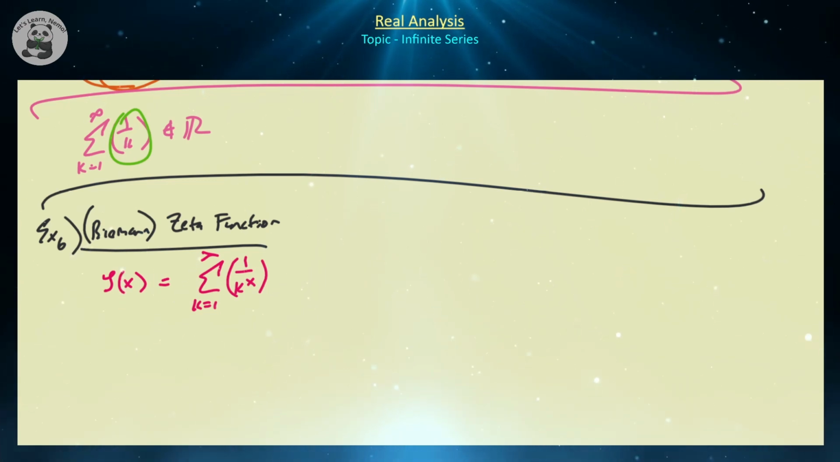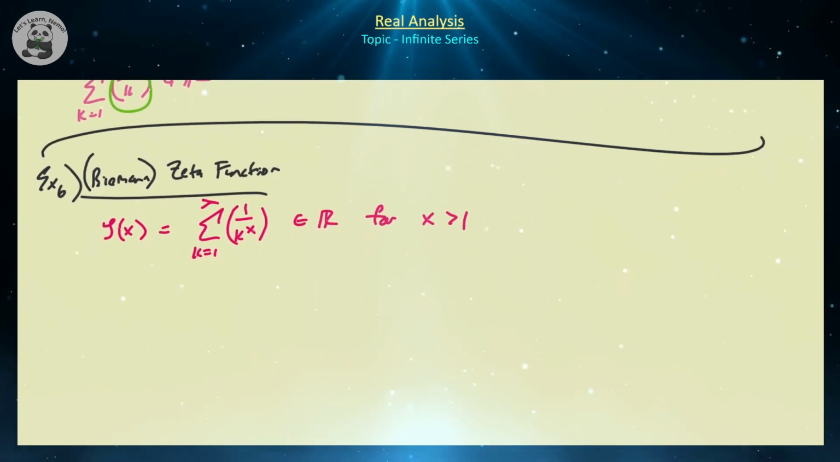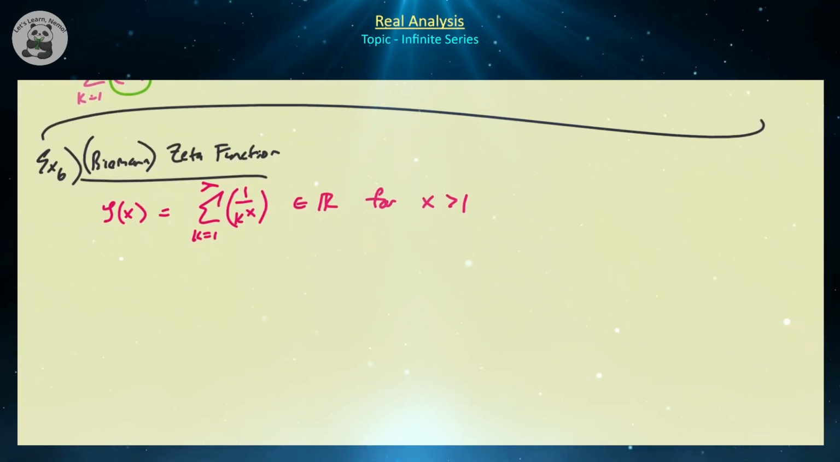The claim is that the Riemann zeta function is a real number as long as x is greater than 1. So if x is greater than 1, then this converges and is equal to what we call zeta of x. The exact values of zeta of x are not always easily representable, but as long as it converges, we can give it a name, let's say. So how are we going to prove that this indeed converges for x bigger than 1?